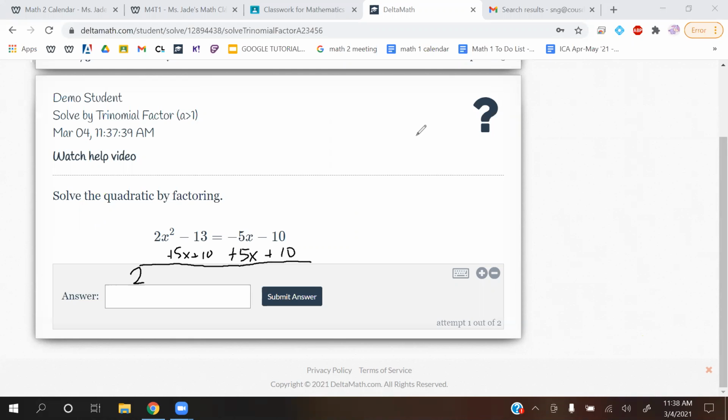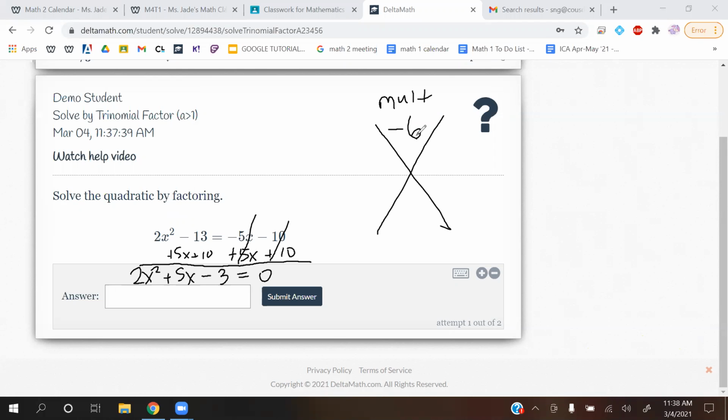So we get our 2x squared plus 5x, and then the negative 13 and the plus 10, that becomes a minus 3, equals, those cancel, we get 0. So remember, your first step in all of these is to set it equal to 0, and now we have done that. Once you have it equal to 0, you can do your x factor. So what goes on the top? You're going to take the 2 in the front and the negative 3 in the back, multiply, becomes negative 6.